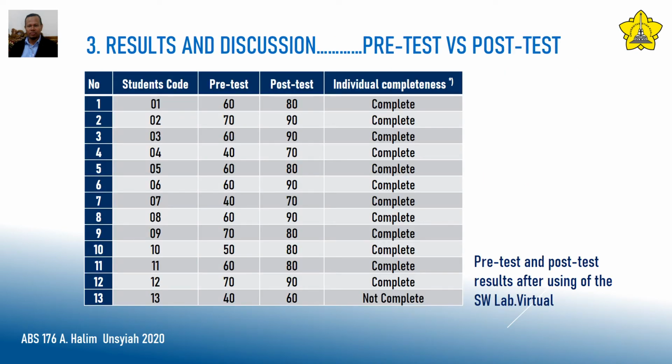The result and discussion. This is a table of pre-test and post-test. If we see in this table, only the second student and third student did not complete individual competence, and from student one to student twelve all completed individual competence.